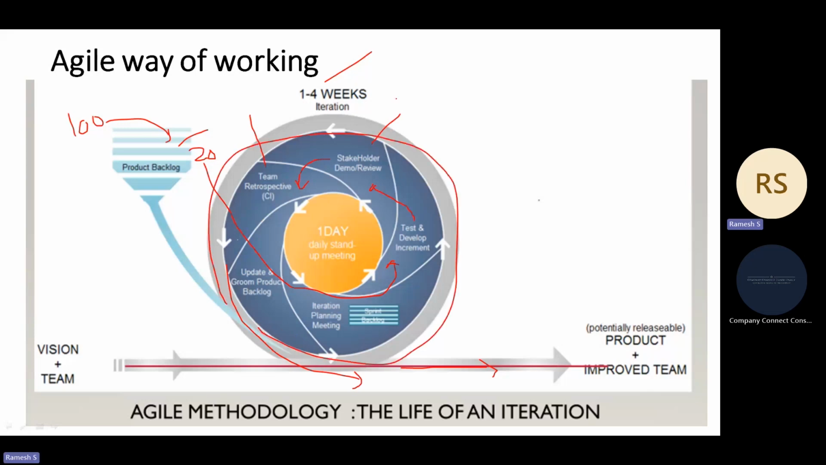Then the next sprint will start. We will take some new requirements, and again the tester will test and develop. Again, a stakeholder demo session will happen, and again a team retrospective meeting will happen. At the end of this sprint, those requirements will be implemented, and this cycle will go on. So this is nothing but the agile SDLC.